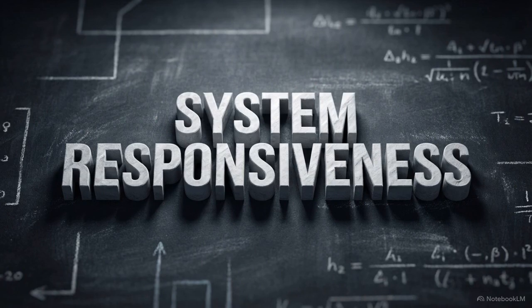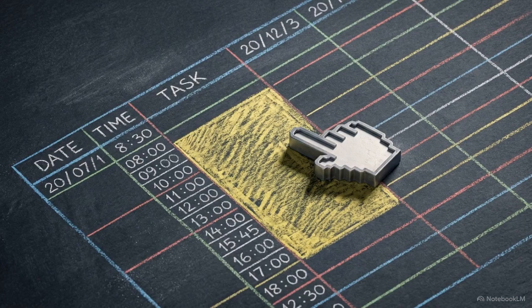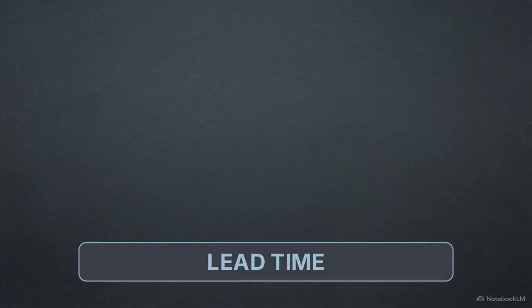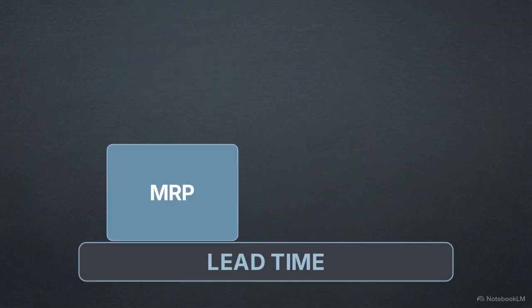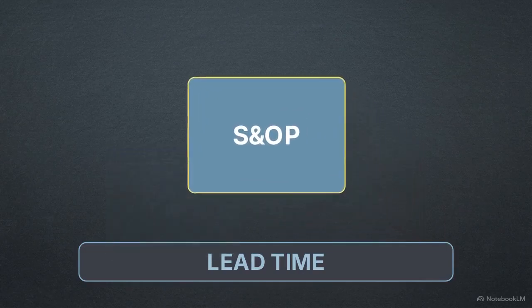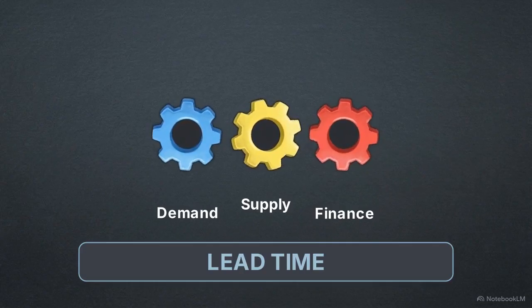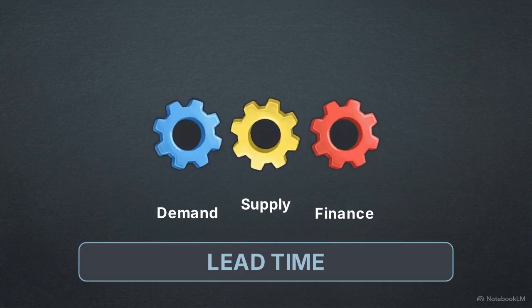To measure actual responsiveness, supply chains rely on lead time. Lead time is the total elapsed time between the initiation of a process and its ultimate completion. Lead time actively anchors all systemic planning and scheduling. It provides the temporal foundation for frameworks like Material Requirements Planning, or MRP, and SNOP. SNOP stands for Sales and Operations Planning, an integrated management process that aligns demand, supply, and financial goals.